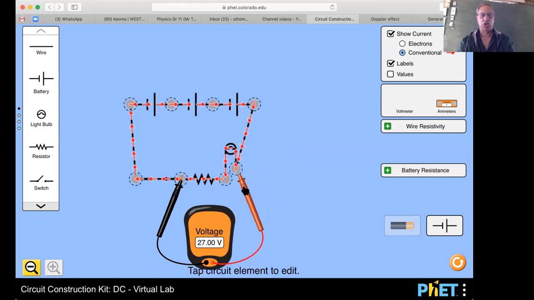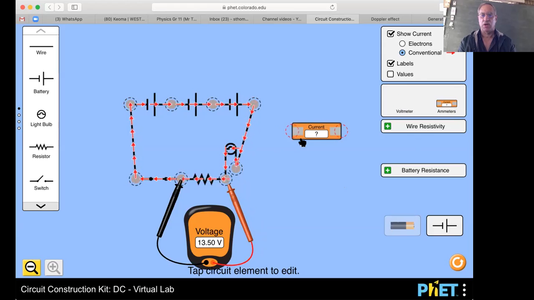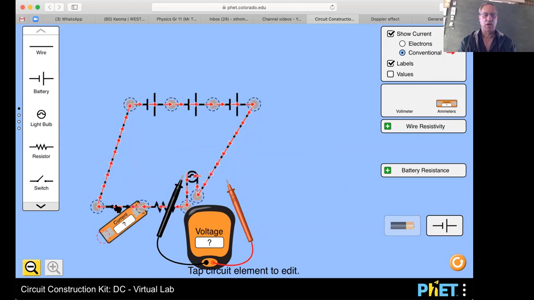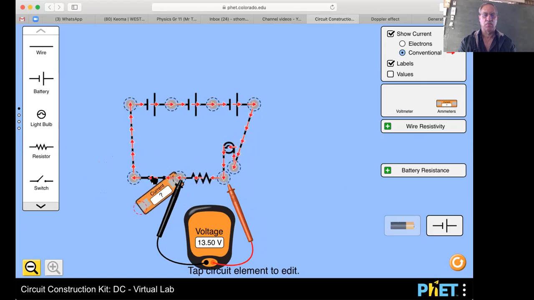Okay, so each resistance is 13.5, makes up a total of 27, because the voltage drops according to the resistance. And then I suppose we could even grab, there must be an ammeter here. Okay, so we could grab an ammeter. I guess we could stick it in there. Let's just grab that. Wait, how do we stop this? Switch is closed.